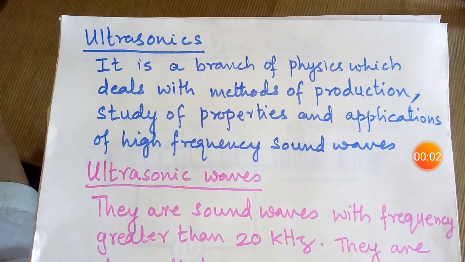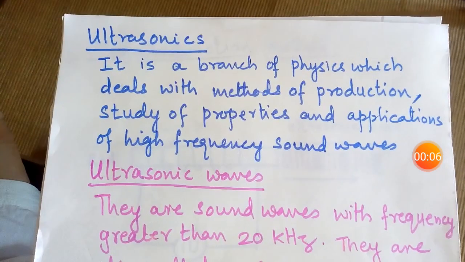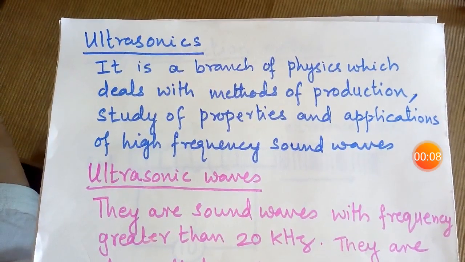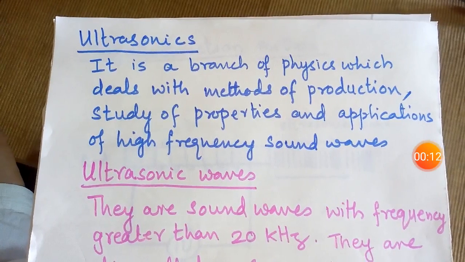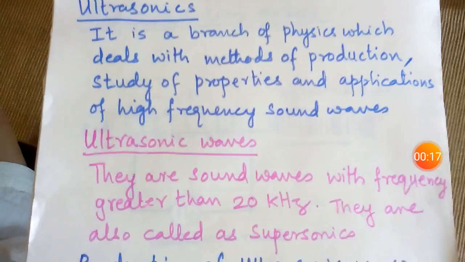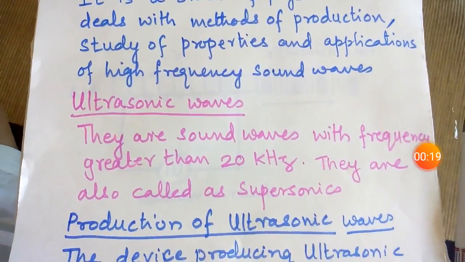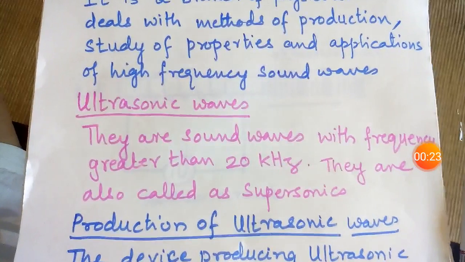Hello students, here we will study the topic ultrasonics. Ultrasonics is a branch of physics which deals with methods of production, study of properties and applications of high frequency sound waves. Now what are ultrasonic waves? Ultrasonic waves are sound waves with a frequency greater than 20 kHz. They are also called supersonics.